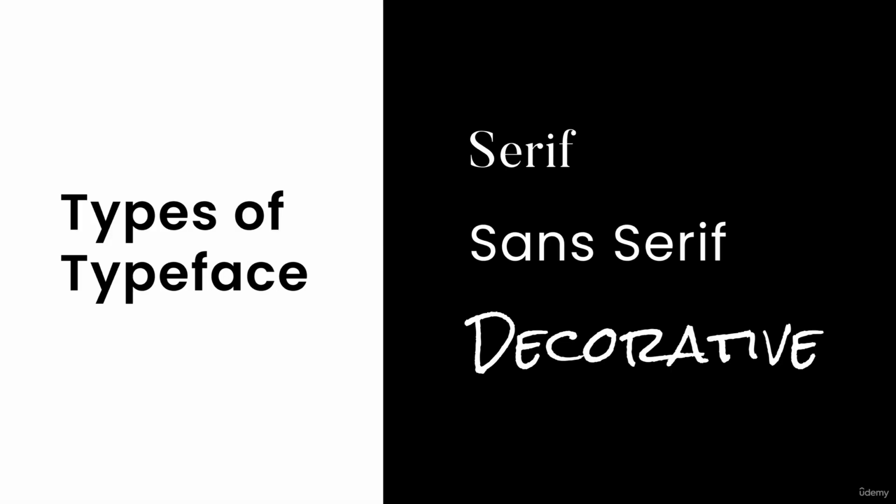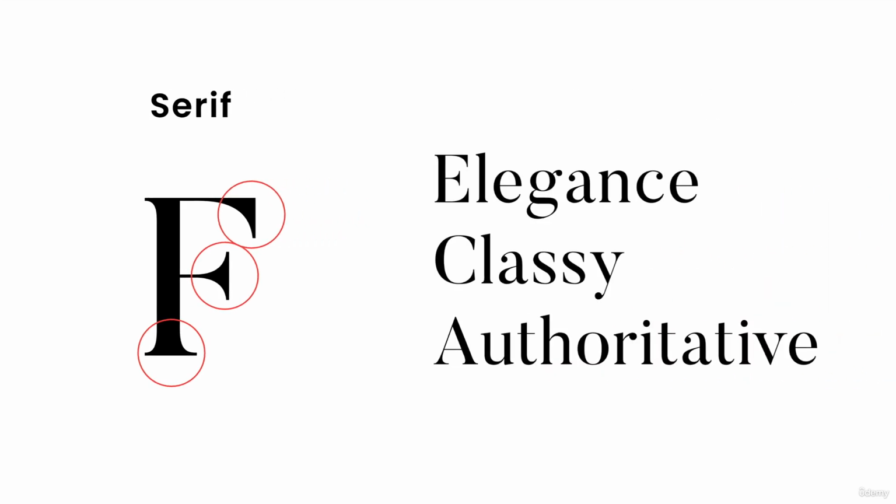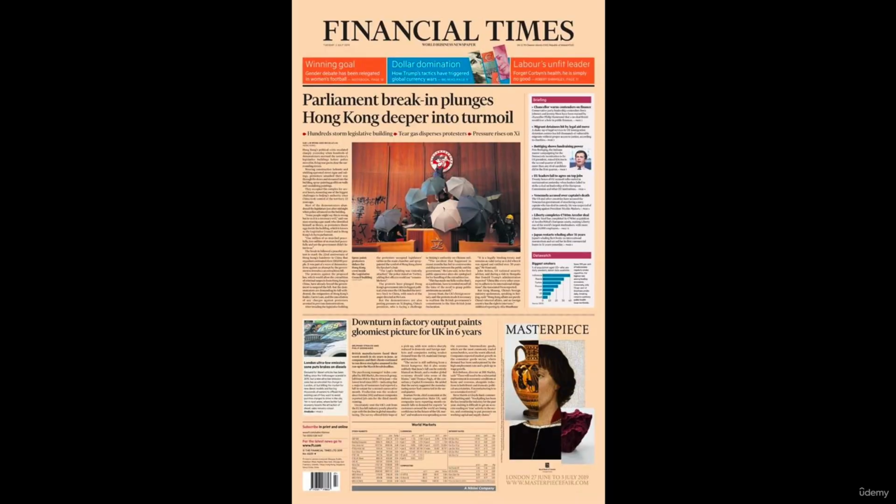First, you need to understand the three main types of typefaces: serif, sans serif, and decorative. Serif is the decorative stroke at the end of the letter stem, and sans means without, so a sans serif font is a font that does not have the stroke. Serif fonts generally have a more elegant, classic, and authoritative look to them. They are often used in books, magazines, and newspapers, as serif fonts are considered easier to read in long-form paragraphs.